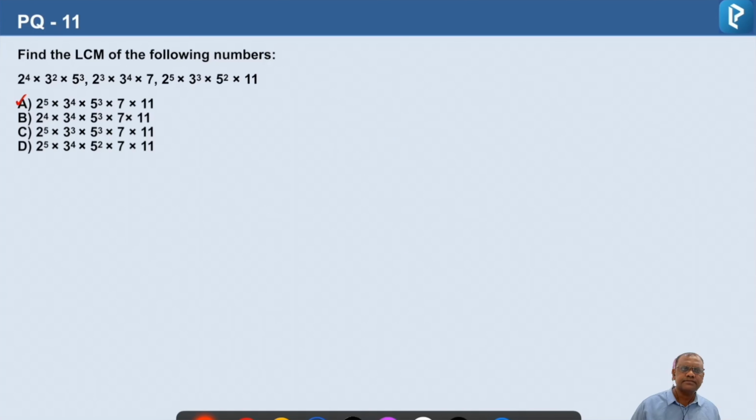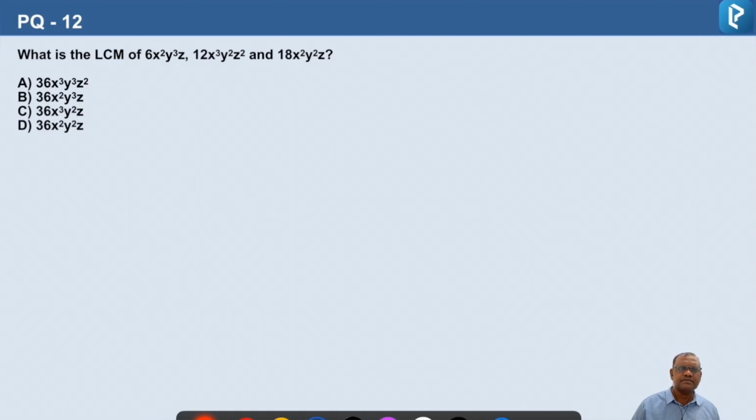Direct question. Question number 12. Again here also we have all the powers. We should take the highest power of the variables and LCM of the coefficients. So what are the coefficients here? 6, 12 and 18. For 6 and 12, 12 is a multiple of 6, so we can ignore 6, because 12 is a multiple of 6.